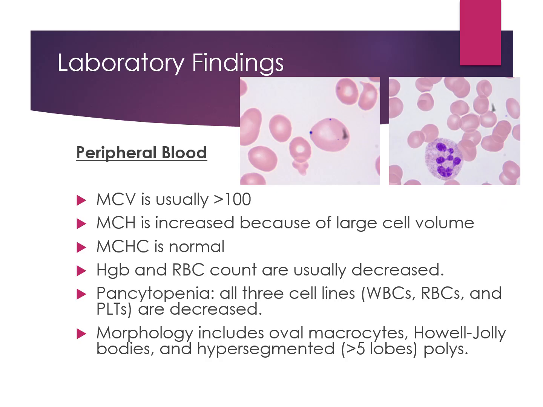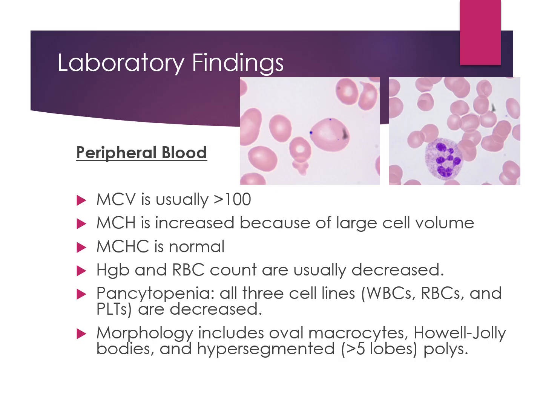Okay, so let's talk about our laboratory findings. Remember, we have to have scientific data to back up our suspicions diagnostically. So let's talk first about our peripheral blood and what we might find in that peripheral blood smear. Again, our MCV in these macrocytic or megaloblastic anemias is greater than 100. Our MCH is going to be increased because of that large cell volume, and then we'll have a normocytic MCHC. We are going to have a decreased hemoglobin and red blood cell count.